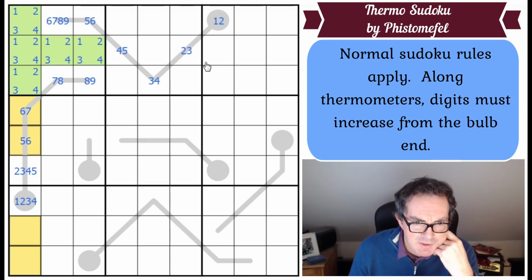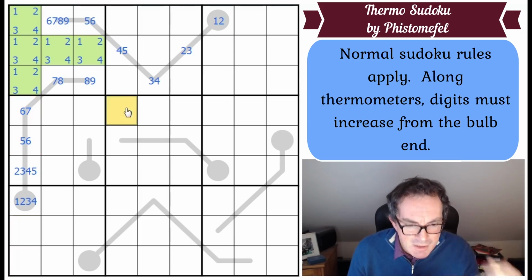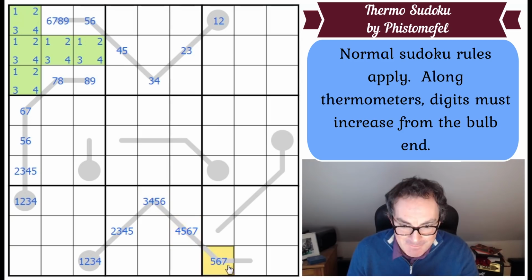What's the great man got in store for us here? This is confusing. Right, let's have a look at other things, I think. I can't see anything clever I can do with this one, I'm afraid, so I am going to just pencil mark it in like this. 6, 7, 8 or 9.